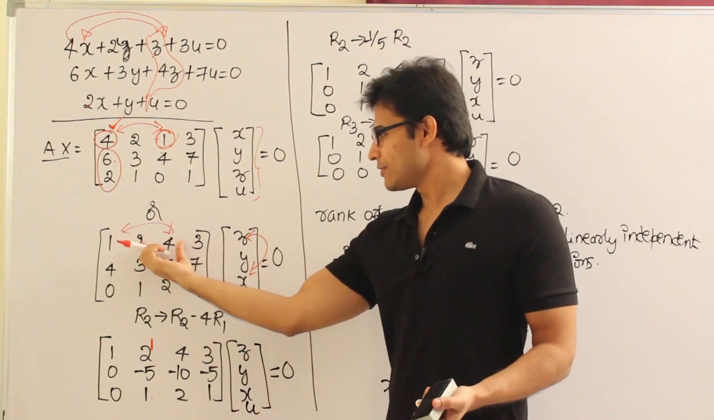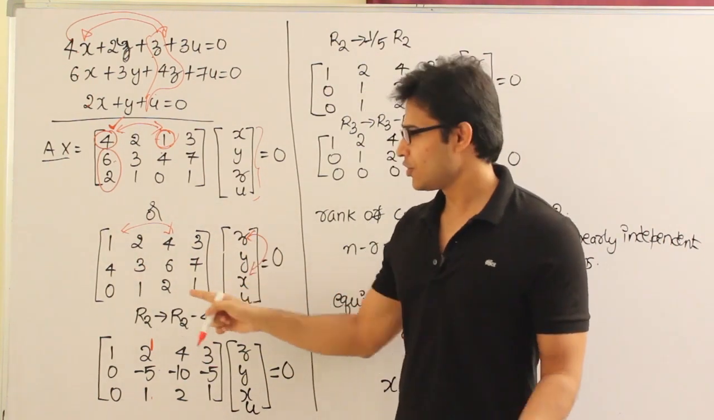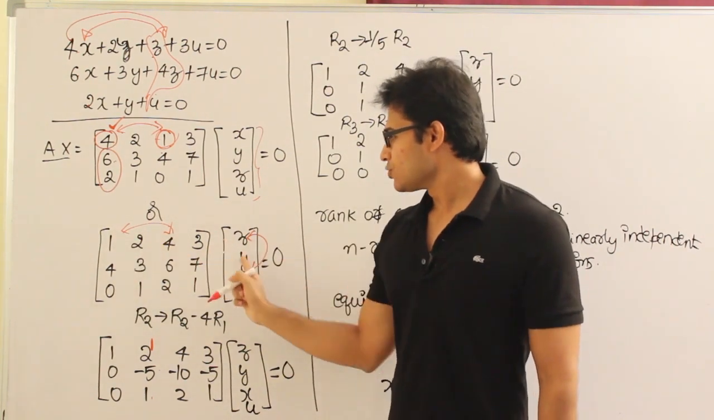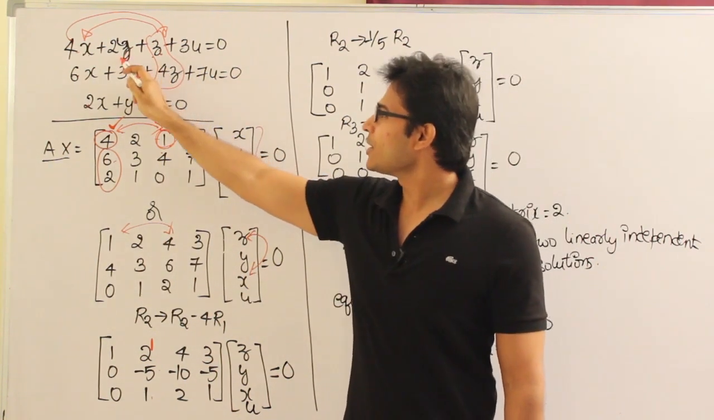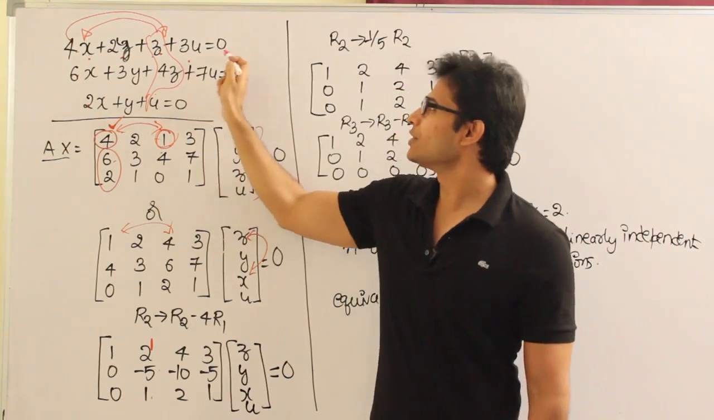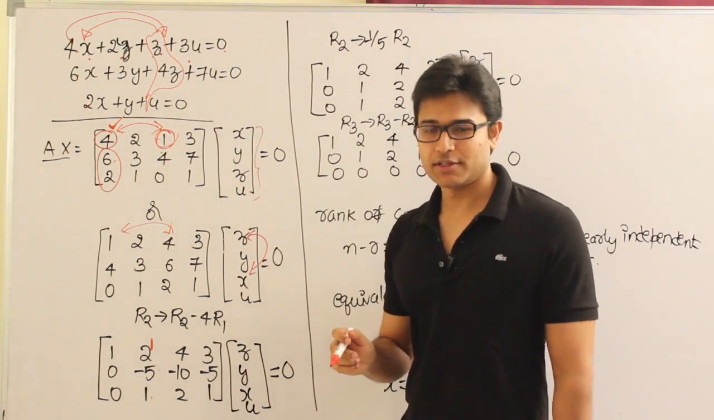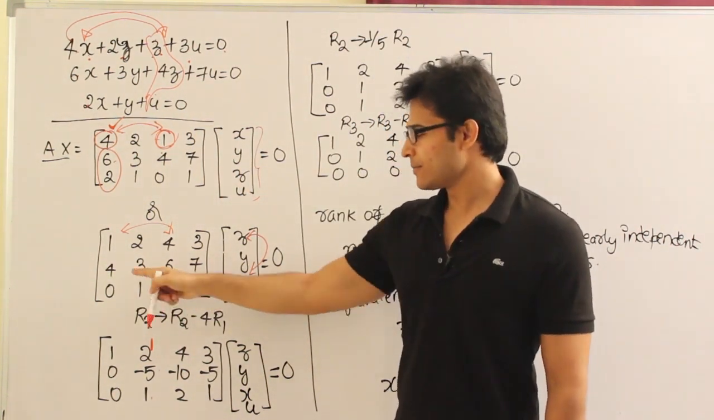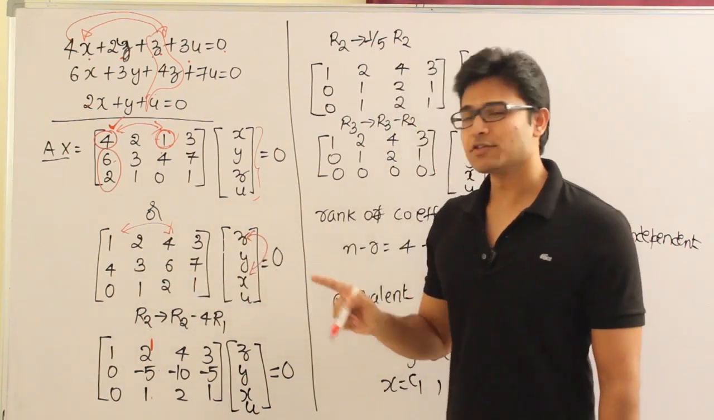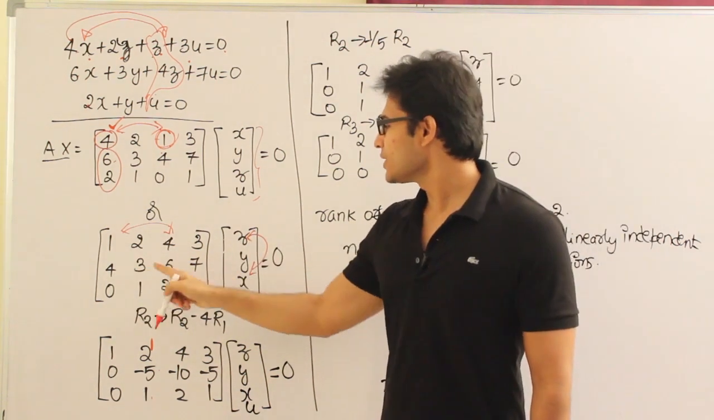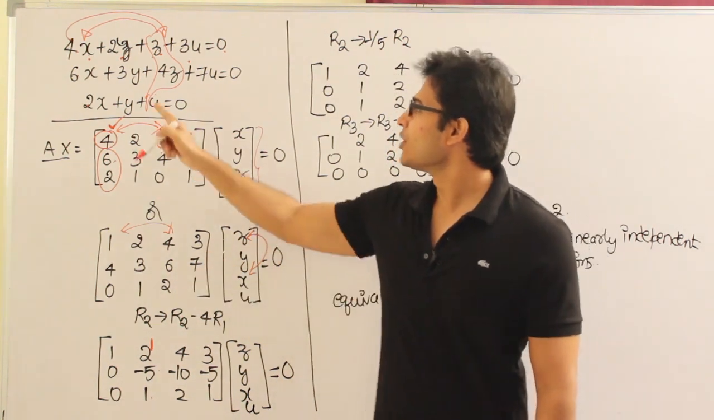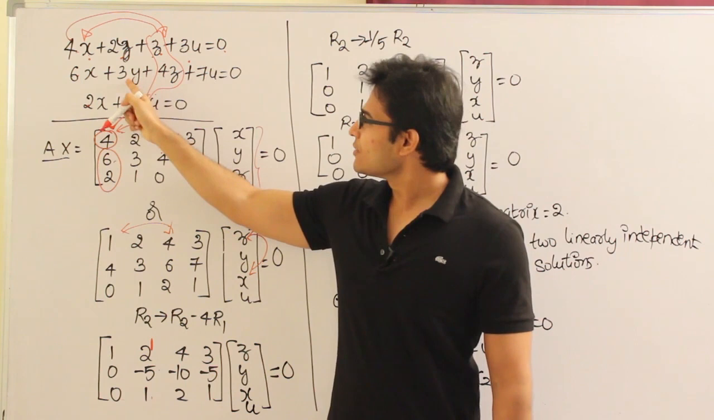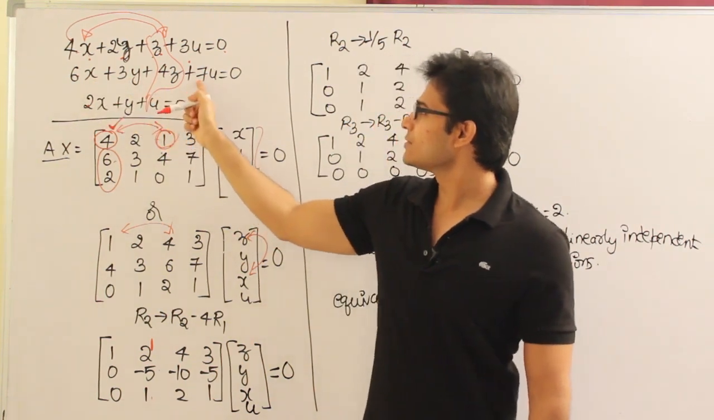Just see this. If I multiply the first row with this column, what do we get? z plus 2y plus 4x plus 3u equal to 0. It didn't change, isn't it? Now see the second one. Take the second row and multiply with this column. Then what do you get? 4z plus 3y plus 6x plus 7u.